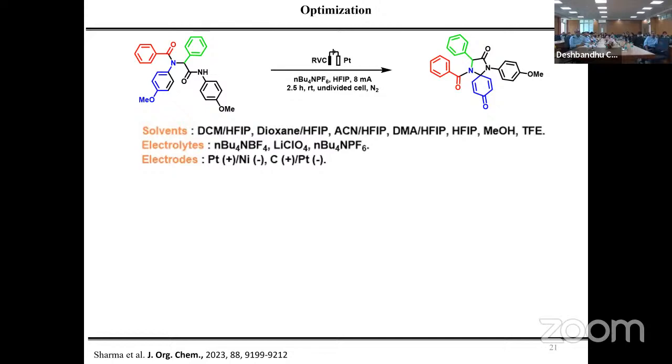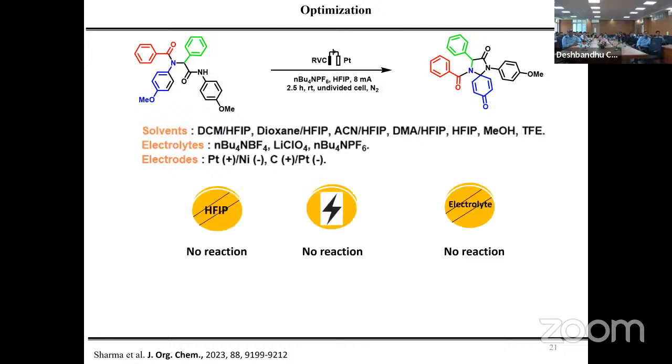After a lot of optimization studies, we found that different solvents can be used, specifically hexafluoroisopropanol, methanol, and trifluoroethanol, and different mixtures of organic solvents were also used. In the case of electrolytes, tetrabutyl ammonium tetrafluoroborate, LiClO4, and NPF6 electrolytes were used, and different electrodes have also been utilized for the reaction. But what came out after almost 150 optimization reactions is that without hexafluoroisopropanol the reaction was not going, electricity was indispensable for the reaction, and the electrolyte was also a necessity for moving the reaction forward.